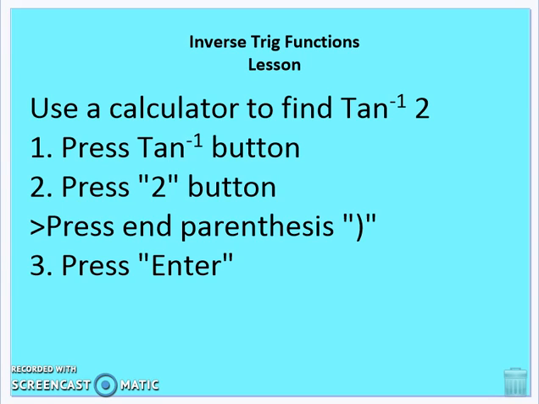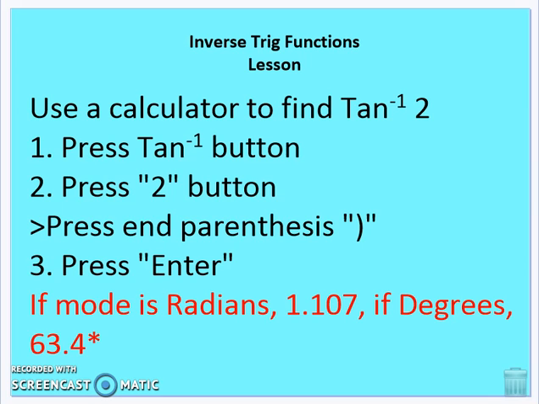I'm going to pause here for a moment. You should get, in mode radians, 1.107, about 1.1 radians for inverse tangent of 2, and in degrees, 63.4 degrees. So it says, what is the degree measure when the side length relationship of opposite to adjacent is 2?